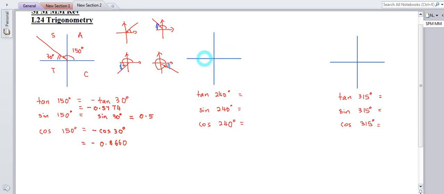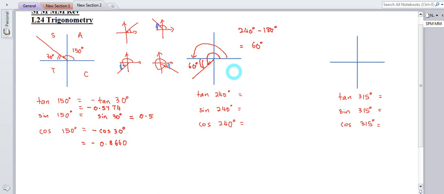240 is more than 180, less than 270, right? So the angle is somewhere around here. Okay, so the reference angle is here. This is a reference angle. So how to determine this angle? It's very easy. From here to here, it's actually 180, right? So you just take 240 minus 180. You get 60 degrees. So we know that the reference angle here is 60 degrees.